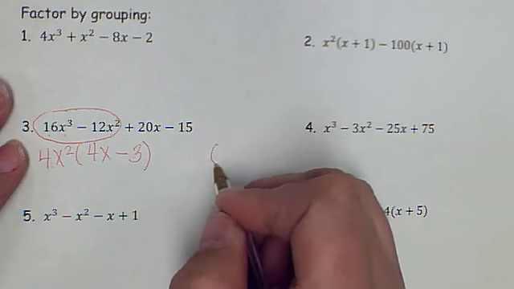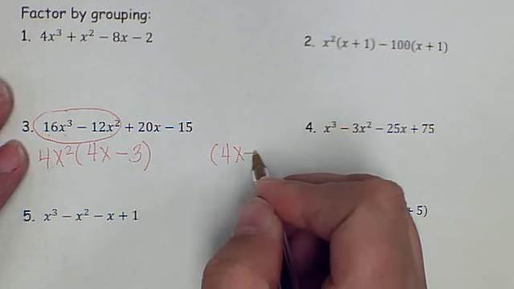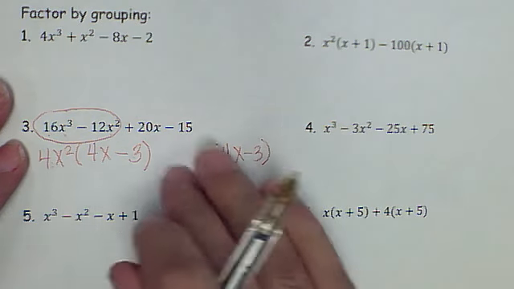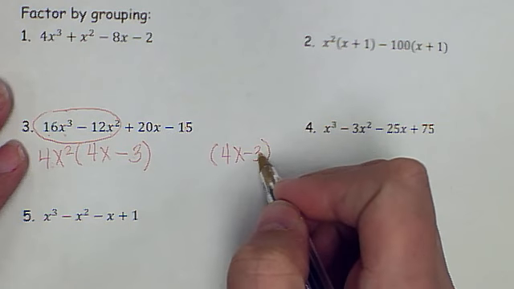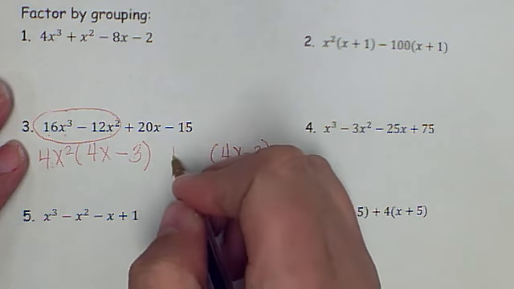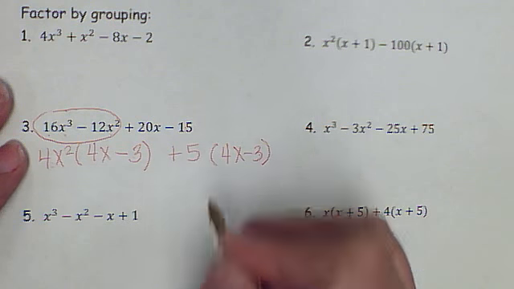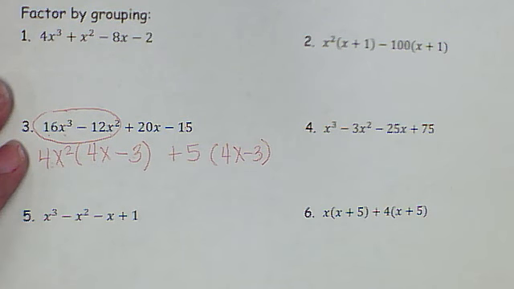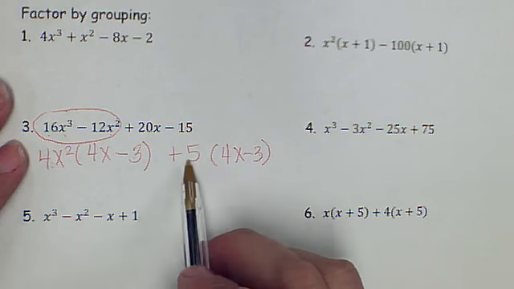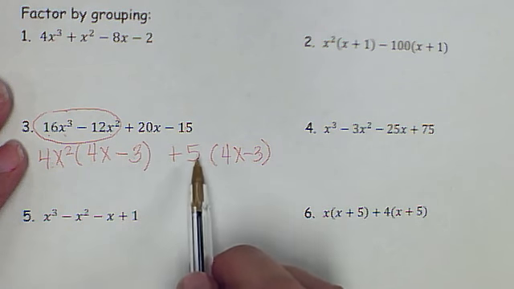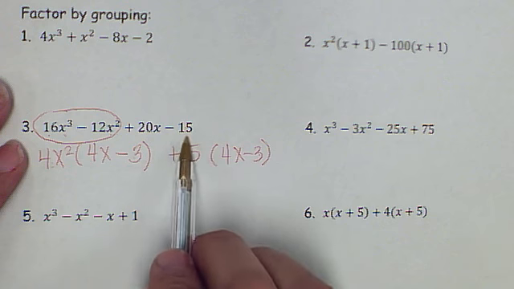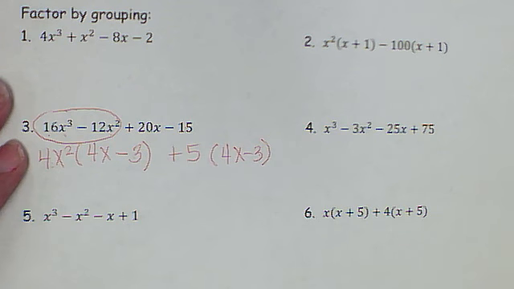Then for the second part, I come over here and I just write 4x minus 3, so I don't have to retry to factor that. And I just quickly divide. Negative 15 divided by negative 3 is positive 5. And I know I'm right because I can do the distributive property. 5 times 4x gives me that 20x, and 5 times negative 3 gives me that negative 15 right there.